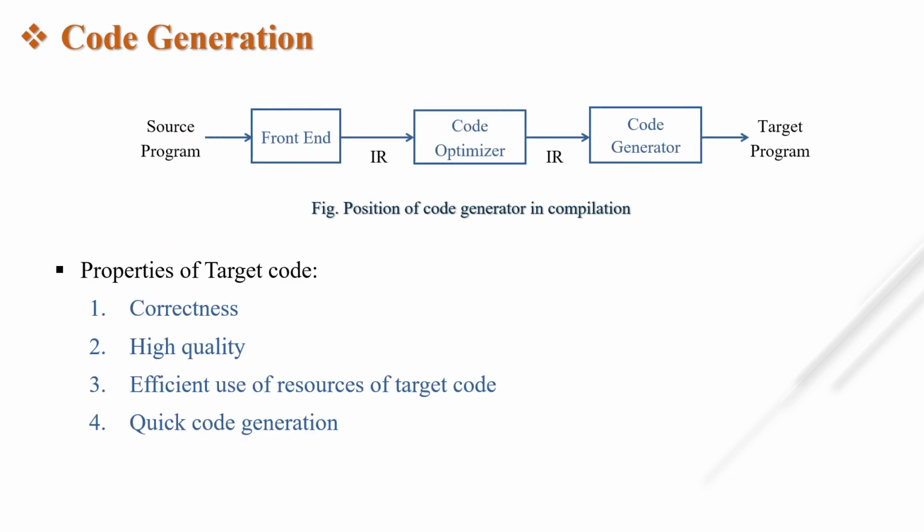The final phase of the compilation process is code generation. It takes an intermediate code of the source program as input and produces an equivalent target program as output. The target code should have the following properties: correctness, high quality, efficient use of resources of the target code, and quick code generation.